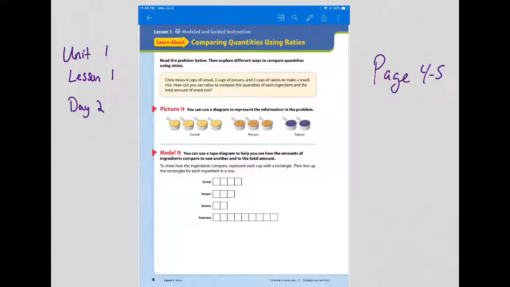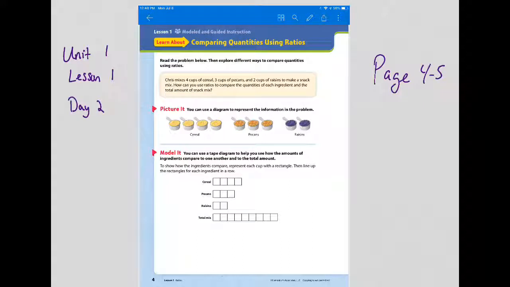Hey guys, this is lesson 1, day 2, and we are learning more about ratios. So if you're watching this, make sure you already did lesson 1, day 1, yesterday's lesson, whether you were here or you did the video lesson. Also remember, as I give you directions, make sure you follow them.